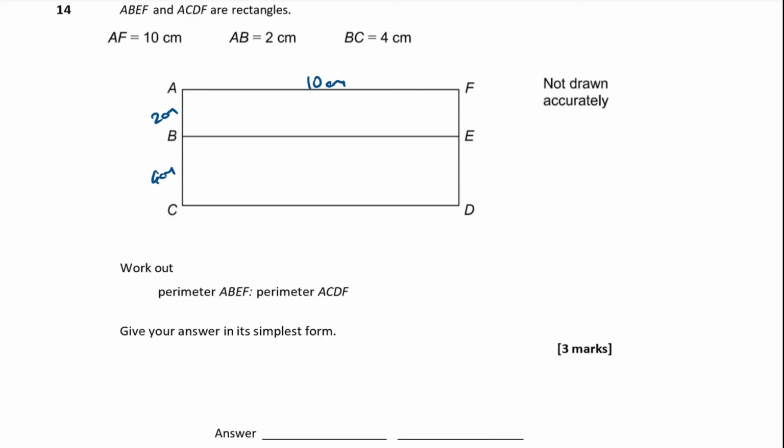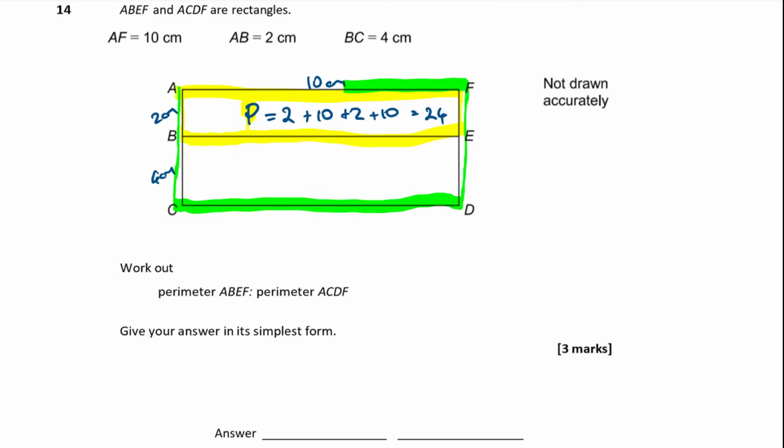Okay. Right, I think that's all I need to know. Work out the ratio of the perimeter of ABEF to the perimeter of ACDF. Now ABEF, and then back to A, is that perimeter there. If I work out the perimeter of this shape, it's going to be 2 plus 10 plus 2 plus 10. That comes to 24. And then for the larger shape, I'm going from A to C to D to F and back to A again.